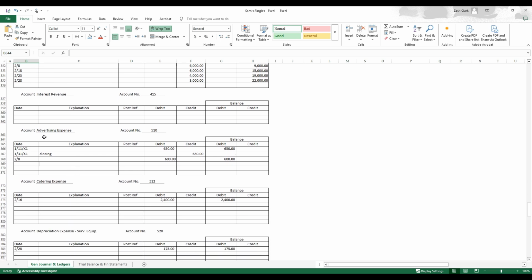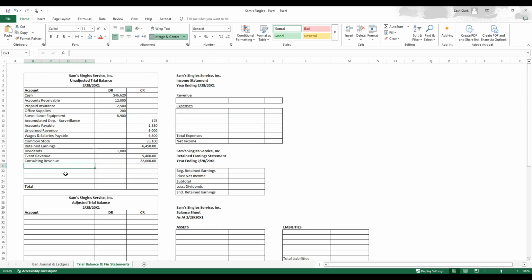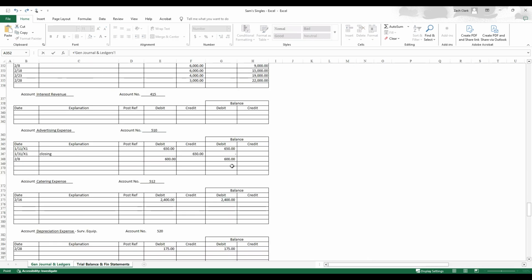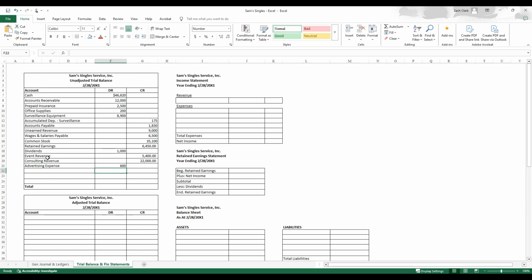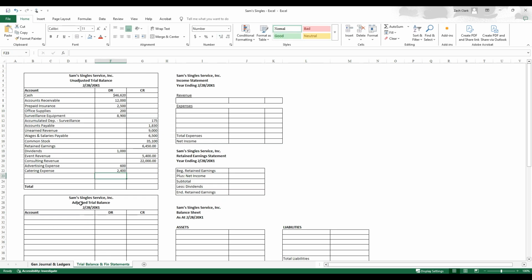Advertising expense will be our next account. And remember, our expenses are debits. 600. Geez, I don't know if it's easier to do what I was doing, or click in and paste, or just type it out. So I'm just going to type it out maybe.